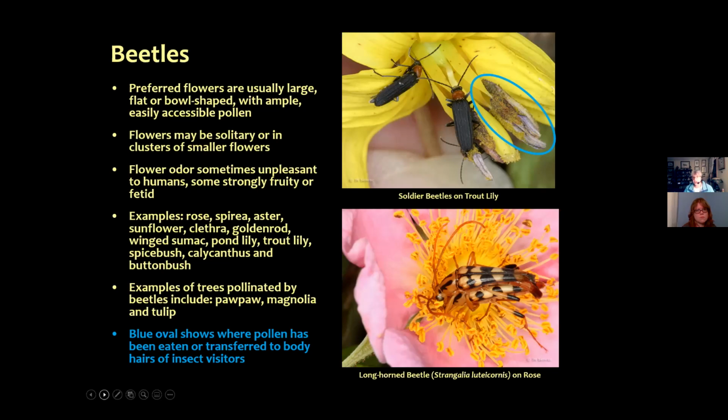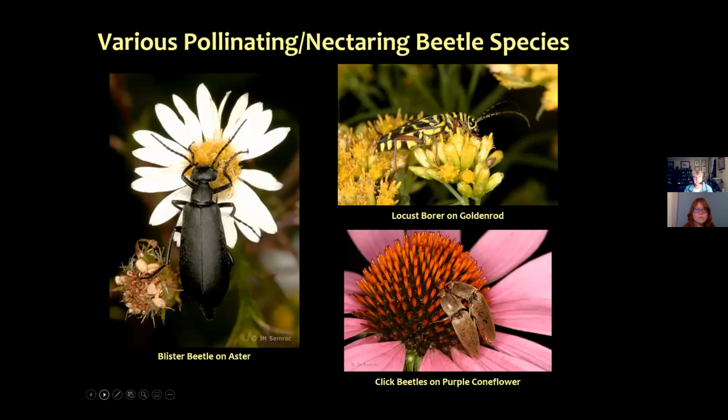The blue oval that you see in the upper right picture is showing you where pollen has either been eaten or transferred to the body hairs of insect visitors. So you can see how part of that looks like it's bare and other parts look like there's still pollen. But you can also tell by the petals, when you start to see the little brown dots or that the petal isn't fully open, that the plant is starting to die back. So the pollen should be being taken up by the insects that are visiting it.